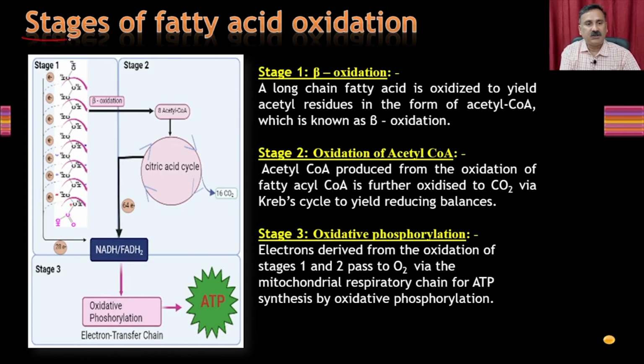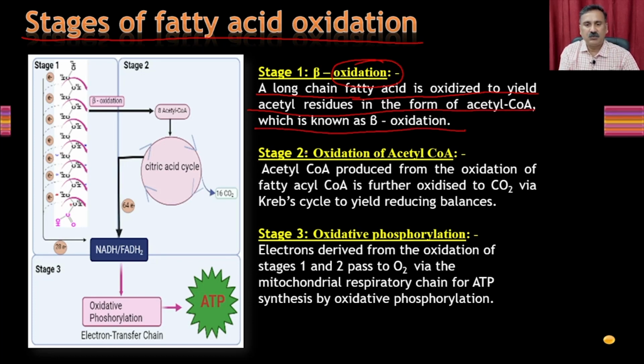So the stages of the fatty acid oxidation. In the beta oxidation, you have three stages. The first step is the oxidation step. A long chain fatty acid is oxidized to yield the acetyl residues in the form of acetyl CoA, which is known as the beta oxidation.